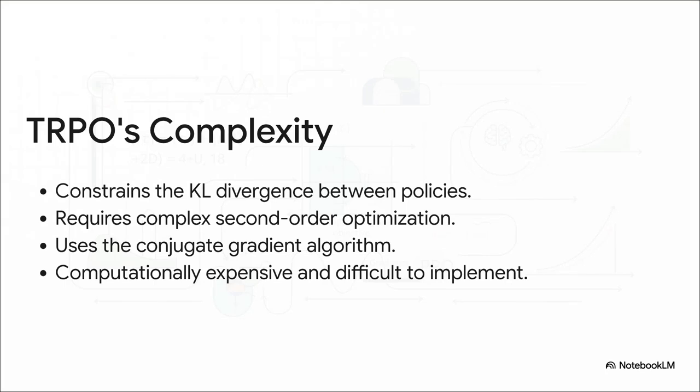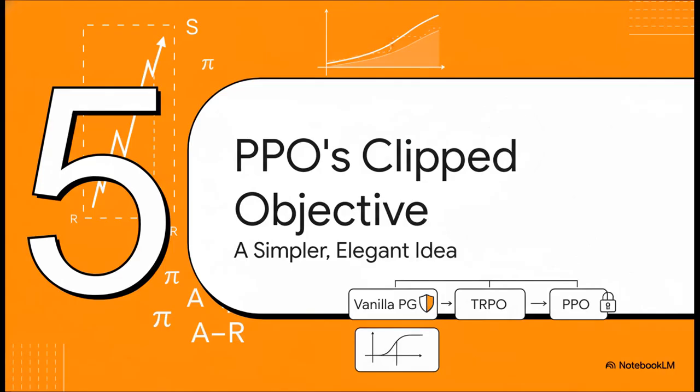So TRPO works. It's stable, it's safe. But there's a huge catch. It is an absolute beast to implement. The math it uses to create that safety rope is incredibly complex and computationally expensive. It was a great idea, but it created this huge barrier for researchers. The world needed a new hero, an algorithm that could be just as stable as TRPO, but without all the complexity. And that's where our hero, PPO, enters the scene.